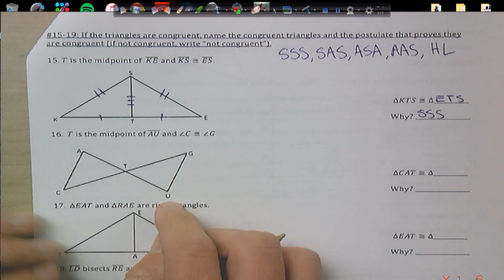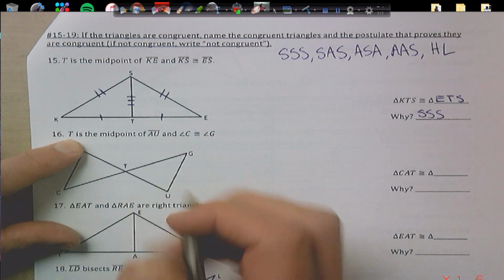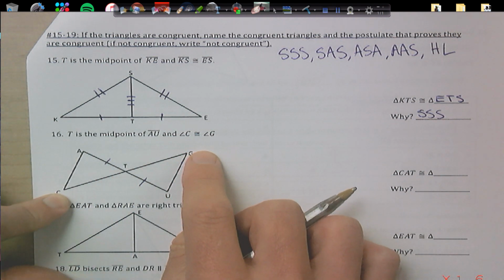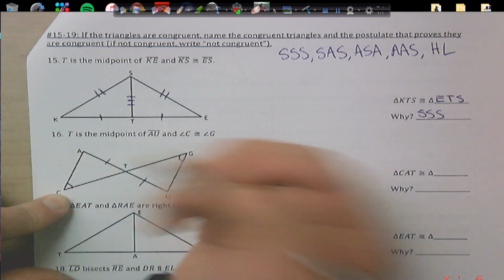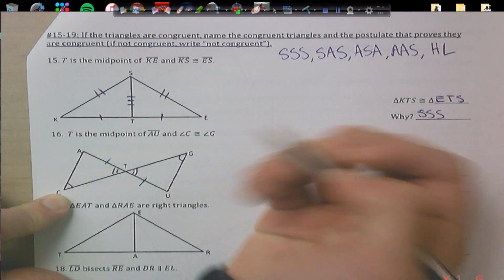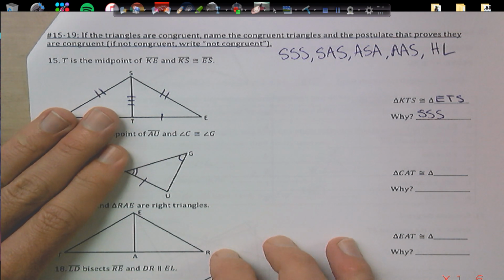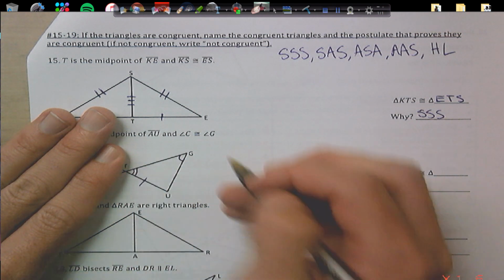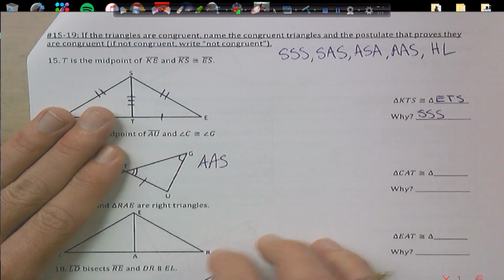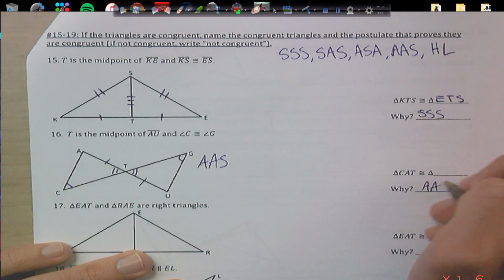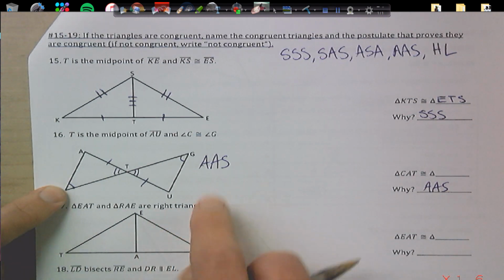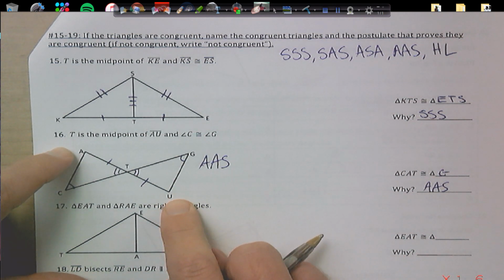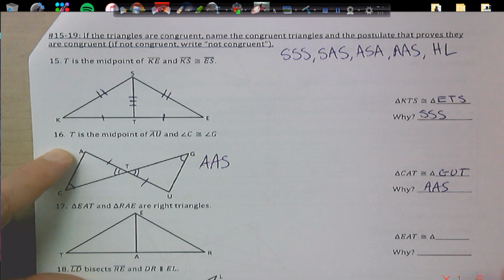T is the midpoint of AU. Notice AU is right here. T is in the middle of that, so these segments are congruent. But is T in the middle of CG? Doesn't say, so I can't mark it. But it does tell me that G is congruent to C, and then I know that I have vertical angles. Notice if I look at one picture, the side is not directly in between the 2 angles. So this is actually angle, angle, side. And then CAT: notice C matches with G, so I'm going to write G. A would then match with U, and T is going to go with T.